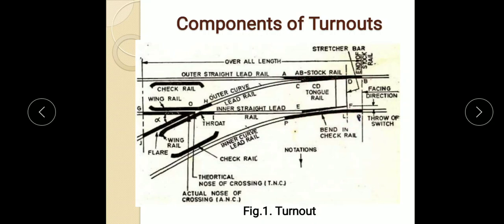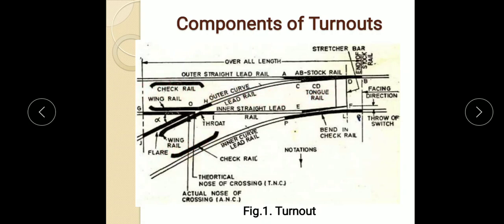Next is the V crossing. So here G, H, I and J is a V crossing. The shape is like that of a V, therefore it is called a V crossing. The next component is the two check rails. Here we can see the two check rails are provided. This is the first one and this is the second one.